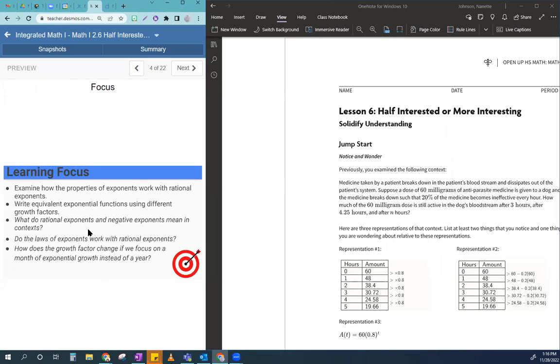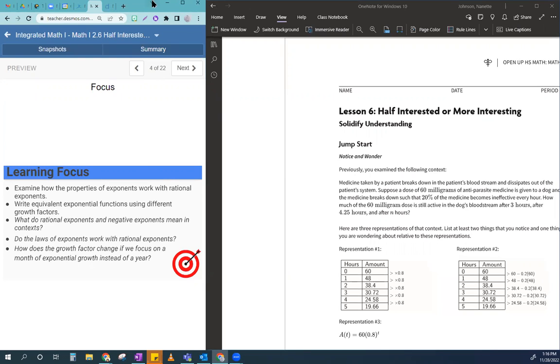So in reality, you already know your properties of exponents. They're asking, do they still work with fractional or rational exponents? I think you guys already know the answer is yes, it'll still work. You just have to understand what it actually means in that context, which kind of brings you down here.